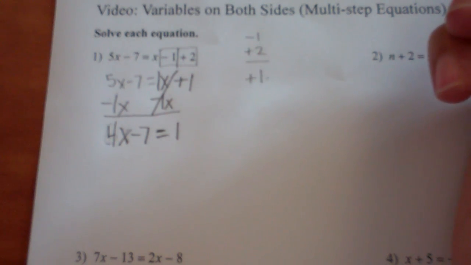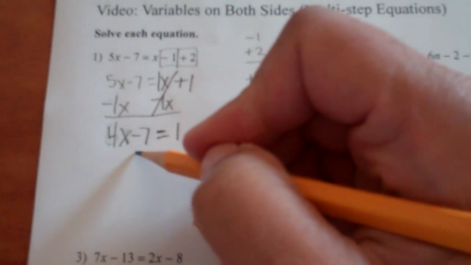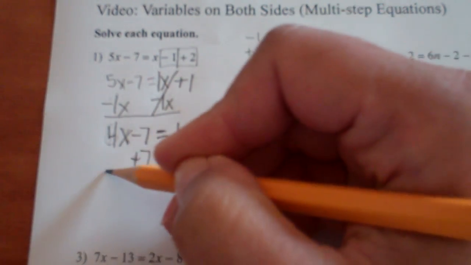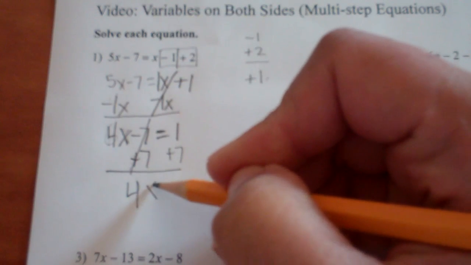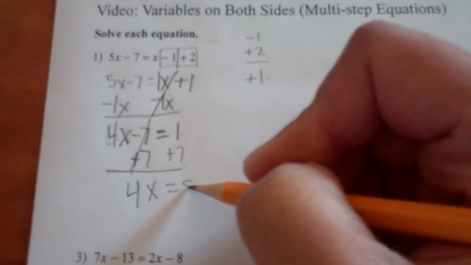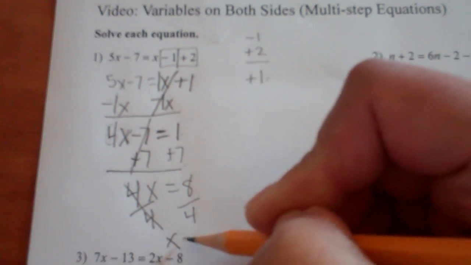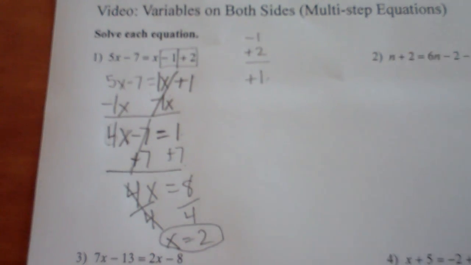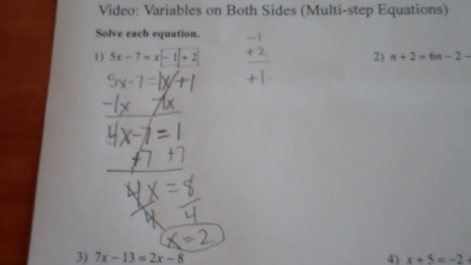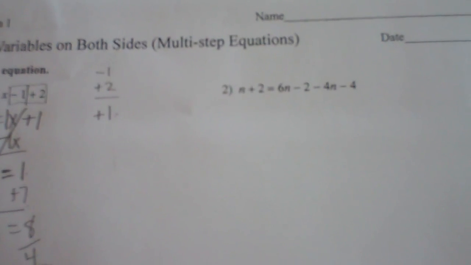Number 3 says undo addition or subtraction. We have subtraction, so let's add 7 to both sides. Bring down my 4x, 1 plus 7 is 8, divide by 4, x equals 2, and we can check that if we want to by substituting it back in. But we are solving, so let's move on with solving.